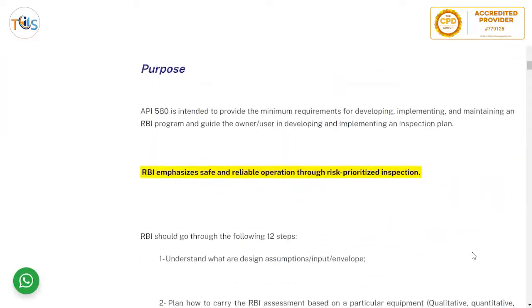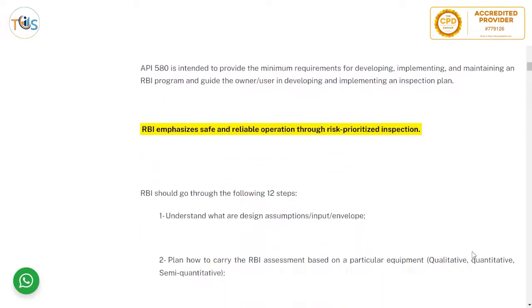The purpose of RBI is intended to provide minimum requirements for developing, implementing, and maintaining an RBI program. So that's the purpose of this document: the minimum requirements for developing, implementing, and maintaining an RBI program, and to guide the owner user in developing and implementing an inspection plan.